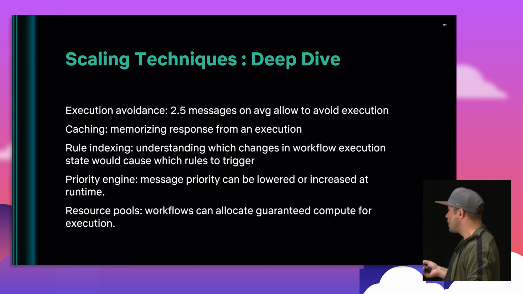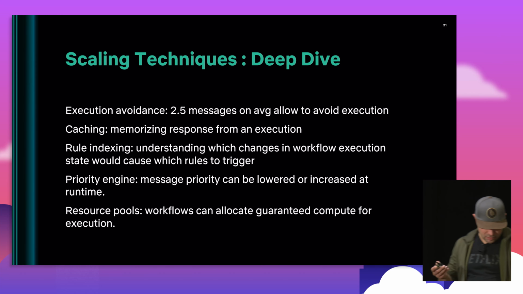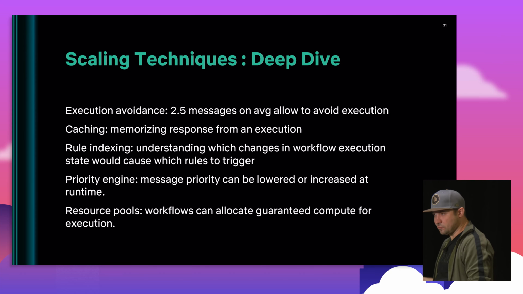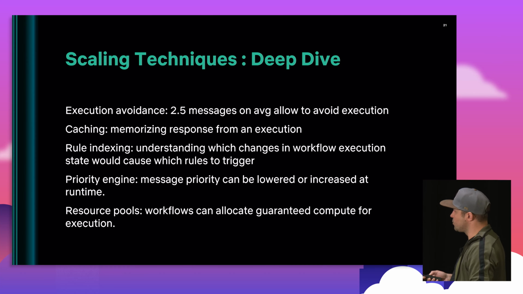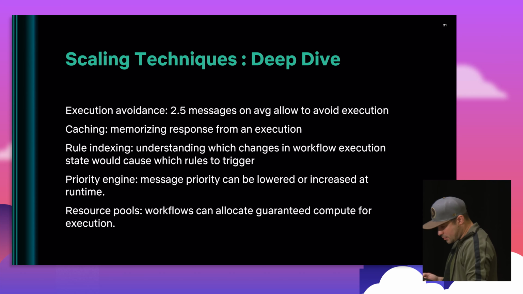What does it mean? In some cases, it means a lot, because if your workflow has hundreds of rules and is megabytes in size, it could be quite a heavy operation to even evaluate those rules. So on average, we're saving about 2.5 messages that can be grouped this way, and execution for them can be avoided. So caching, memoizing responses from execution.